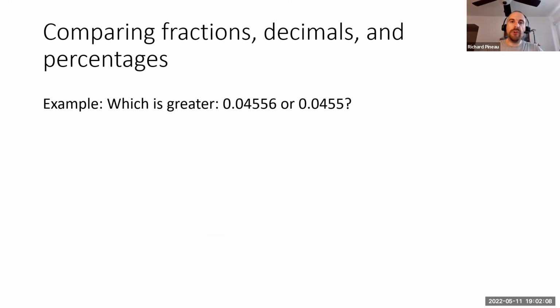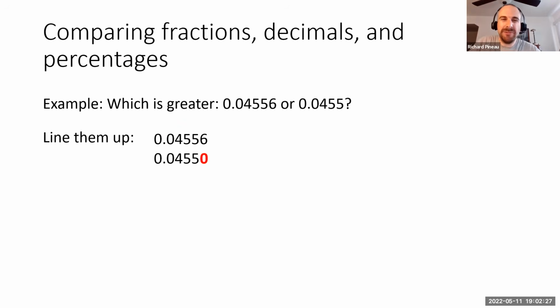Okay, how about this one? 0.04556, 0.0455. Which of them is larger? So I told you, not quite as obvious. All right, so here we go, we line them up, and we notice we have an issue. One of them has an extra digit. Now they're evened up. Sometimes you might have a number that has an extra digit. What we can do is simply put a 0 on the end. This does not change the number when we're dealing with decimals, only when we're dealing with decimals. It does not change the number.